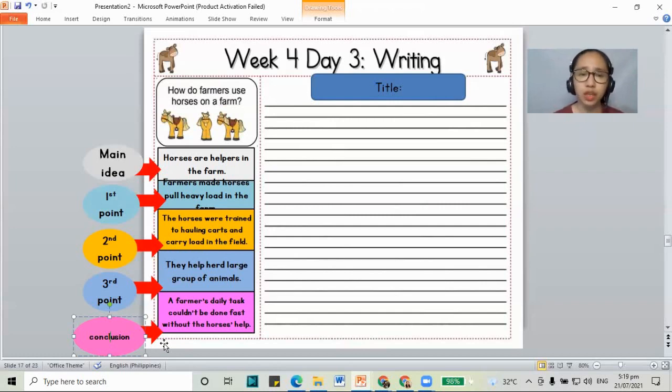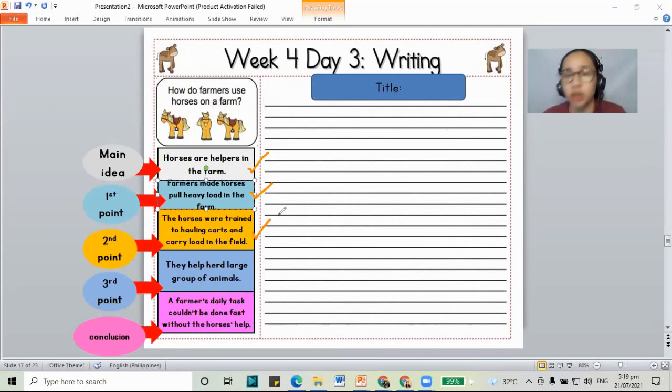Okay? So let's talk about how do farmers use horses on a farm. Our main idea, it says horses are helpers in the farm. And let's make this one smaller so that you can see. And the farmers made horses pull heavy load in the farm. The second point, horses were trained to hauling carts and carry load in the field.